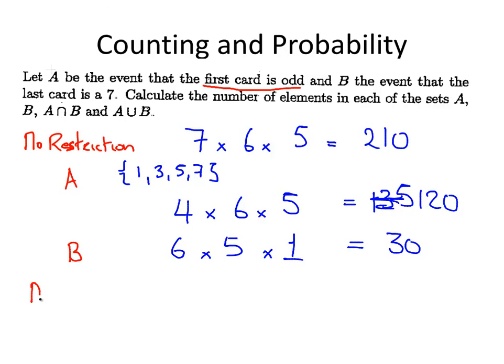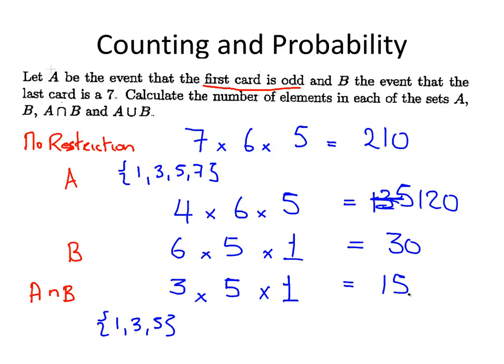Now, A intersection B. A intersection B is that the last card is a 7 and the first card has to be an odd number. So we apply the restriction that the last card has to be a 7. Now, what are the remaining odd numbers? 1, 3, and 5. So there are 3 ways we can get an odd number at the start when we're in event A intersection B: 1, 3, or 5. We can't have a 7. Once the first and last cards are taken care of, we can pick any of the 5 remaining cards. So we would have 15: 3 times 5 times 1. So we have the first three of our answers.